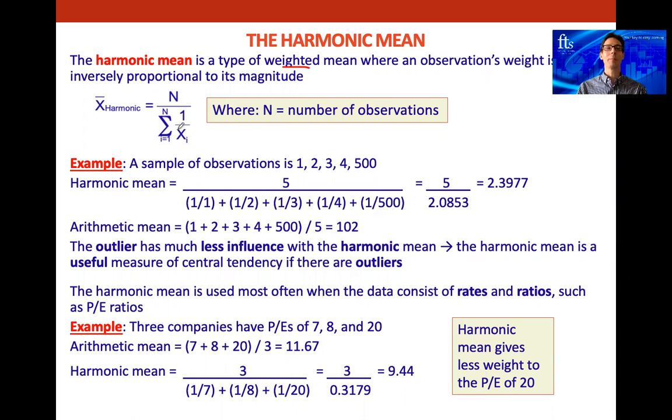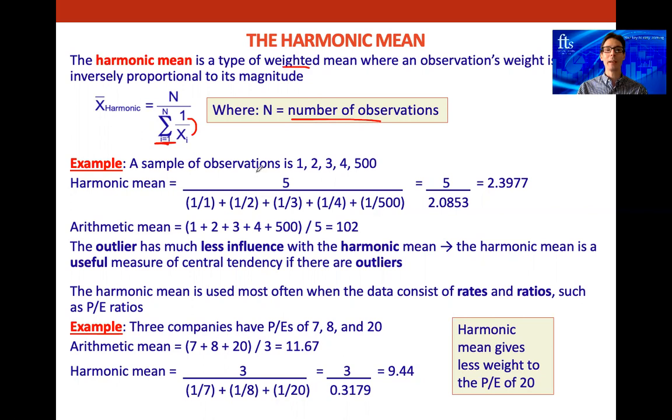So the harmonic mean, what we have in the numerator is the number of observations. And then in the denominator, we sum up over here. Remember sigma there, sum up. We sum up the reciprocal of all of the observations. So let's try this example and it'll clear everything up.